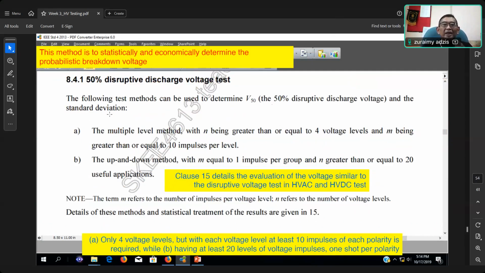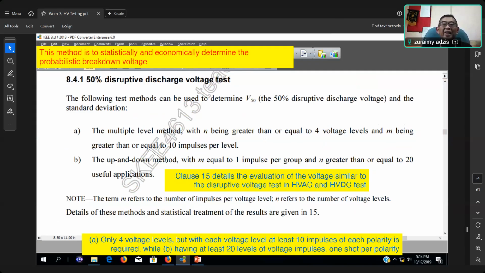Okay, so to do that, it is something about statistics. After you've got lots of data, then you're saying, oh, that particular voltage is the 50% disruptive voltage. How? Because you inject so many times at so many levels of voltage, and then you find out at what voltages it starts to break down, and then among that range, we try to determine the V50, they call it.